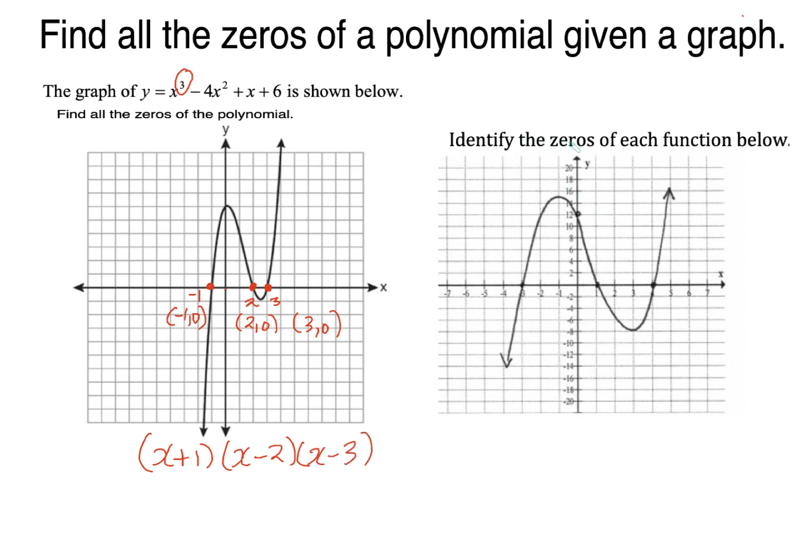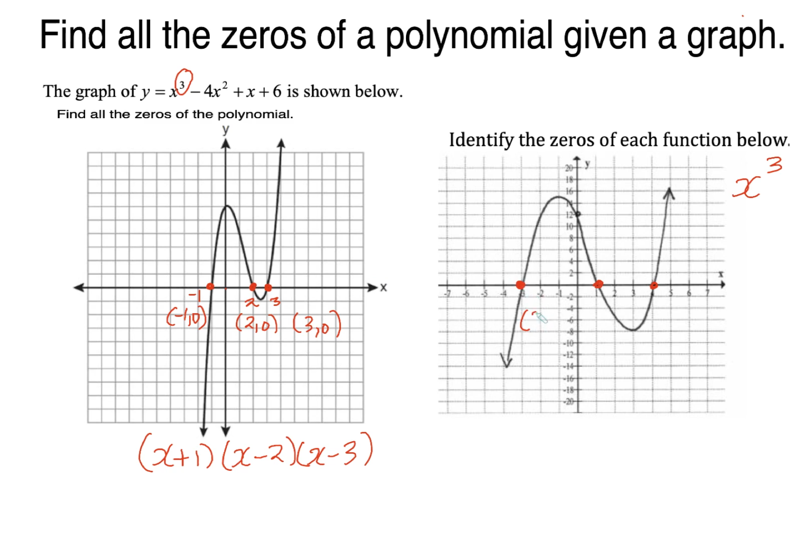Over here, they want us to identify the zeros of each function below. Your zeros are where your graph cuts the x-axis. 1, 2, 3. So I know that this graph would be an x to the third function.